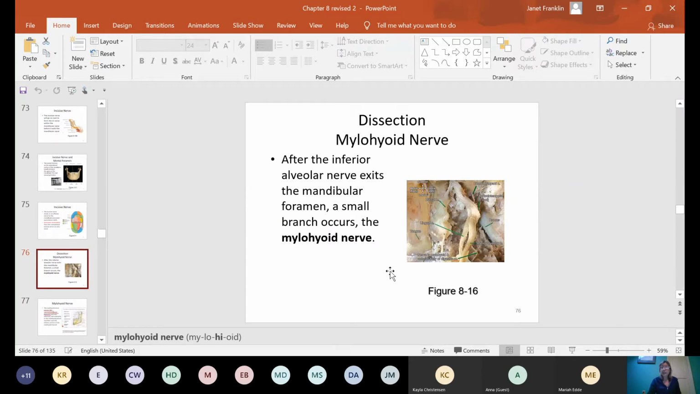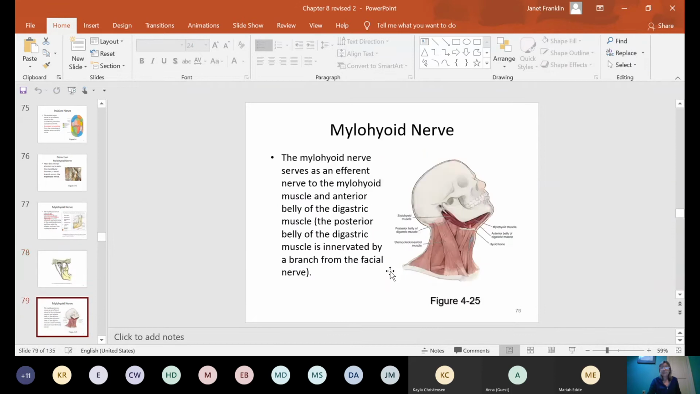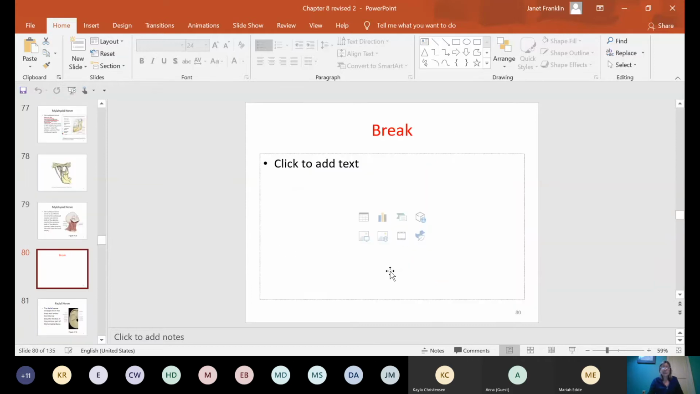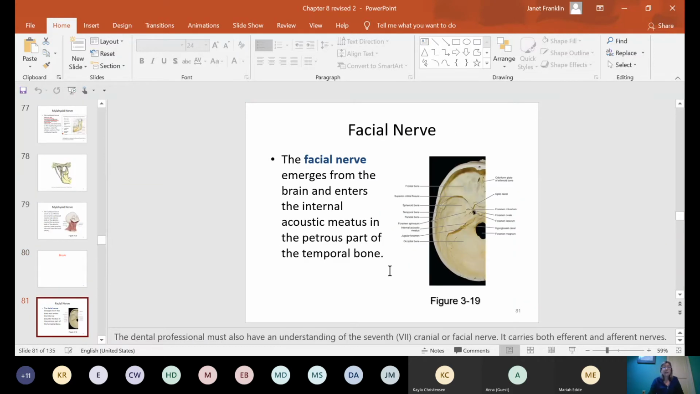This is a picture of that mylohyoid nerve. And these slides came from the textbook, so basically they're most of the slides, or they're the chapter in a summary. That's why I'm skipping through some of them. The facial nerve. The next one we're going to talk about is the facial nerve. It's the other big nerve we really care about.